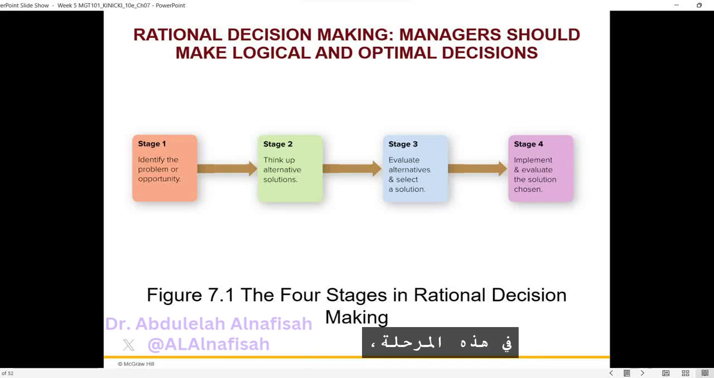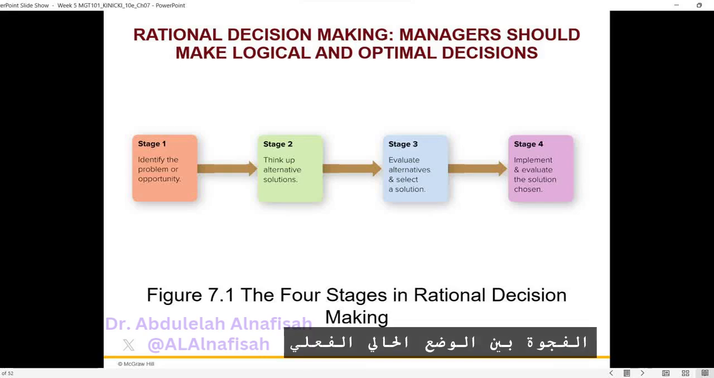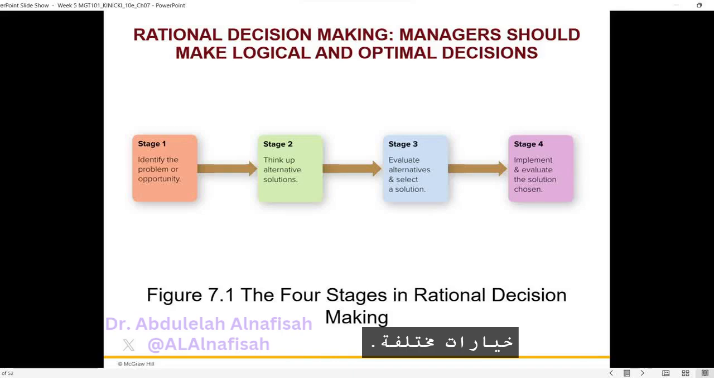In this stage, managers identify and define the gap between the current state, actual, and the desired state, desirable, of the organization. This involves recognizing issues or opportunities that require a decision to be made. Stage 2. Generate alternative solutions. Once the problem or opportunity is identified, managers brainstorm and develop a range of potential solutions. This stage encourages both obvious and creative thinking to explore different options.